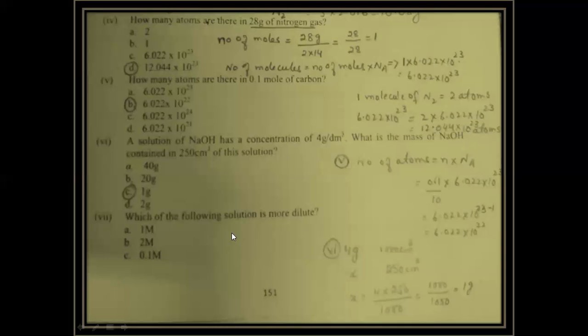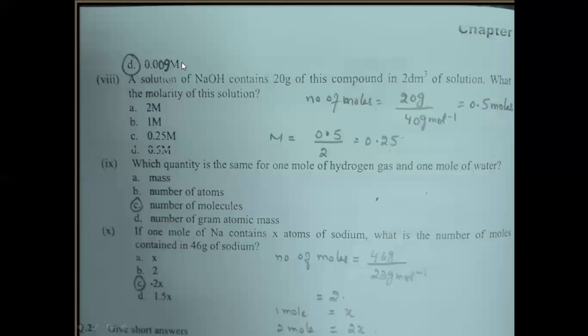Number 7, which of the following solutions is more dilute? The lesser the molarity, the more dilute the solution. 1 molar, 2 molar, 0.1 molar, 0.009 molar. So this is the correct option, because 0.009 is the smallest value.